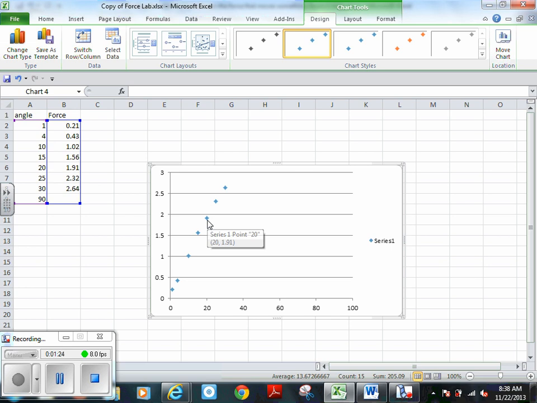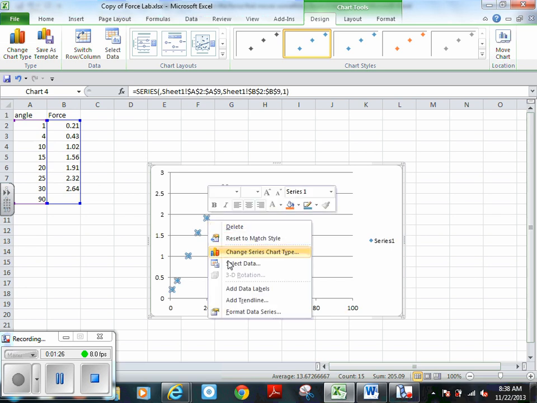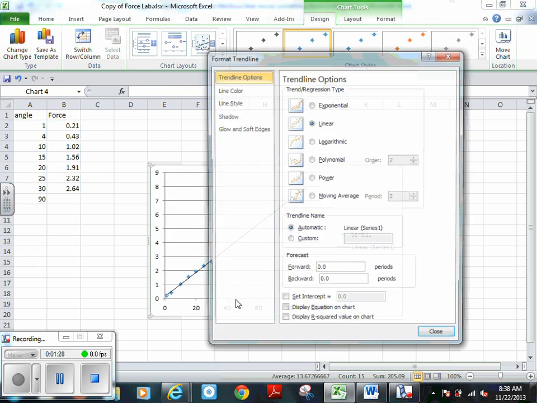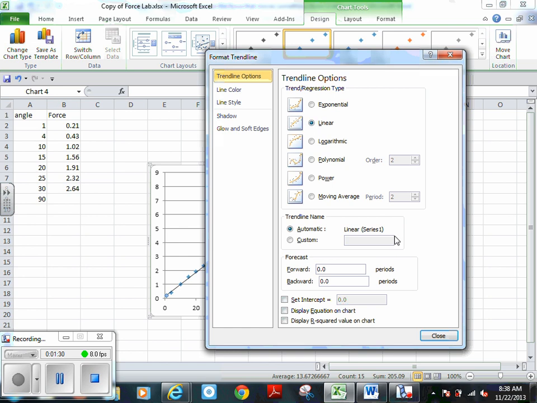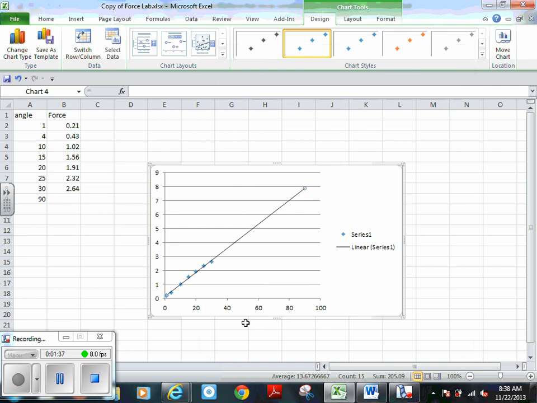So you click on the dot, right-click it, and add your trend line. And we're going for linear, because a linear fit is what we're going to use to extrapolate data. So we can look at this data now, and we see that these are our angles down here. This is the one that we're trying to figure out if it's right. We're kind of calibrating our relationship with this data point. And you can see out at 90, it's showing 8 newtons.